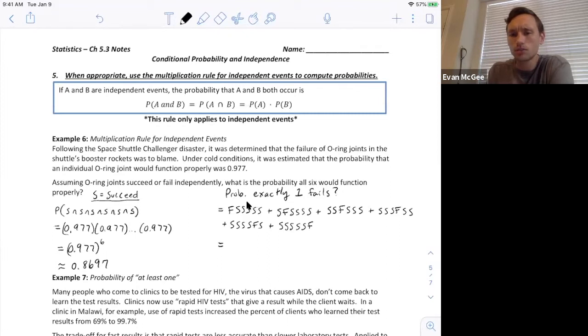So the question is, what's the probability of this first one happening? What's the probability that the first one fails and the next 5 succeed? Since they're independent, we can multiply the probability of each of these together. So if the probability of a success is 0.977, then the probability of a failure is going to be 1 minus that. So 1 minus 0.977 is going to be 0.023. So this probability is going to be 0.023 times 0.977 times 0.977 times 0.977 for each of these successes.